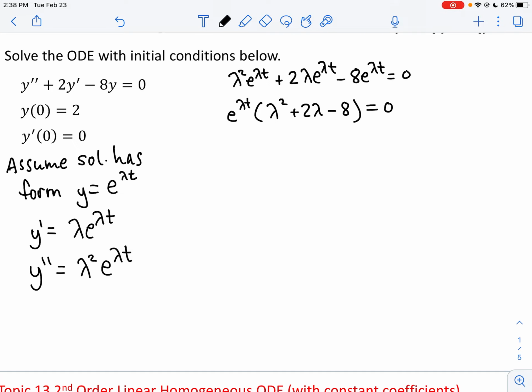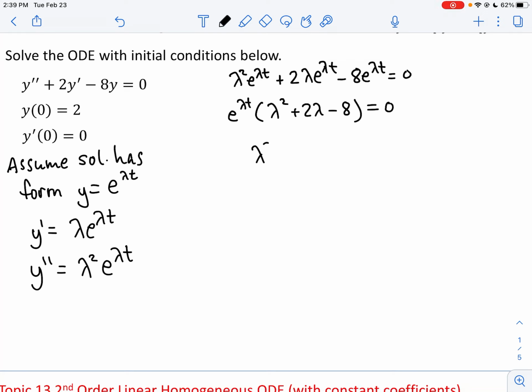And we want to find all values of lambda that make this a true statement. Now the first part of our factoring, this e to the lambda t, either that's equal to 0 or this second factor is equal to 0. But the first factor is an exponential, and e to the lambda t can never be 0 no matter what lambda or t are. E to a number is always going to be positive, so it won't contribute to the solution. So instead I'm going to set this quadratic in terms of lambda equal to 0. And so this is what we want to solve for lambda: lambda squared plus 2 lambda minus 8 is equal to 0.